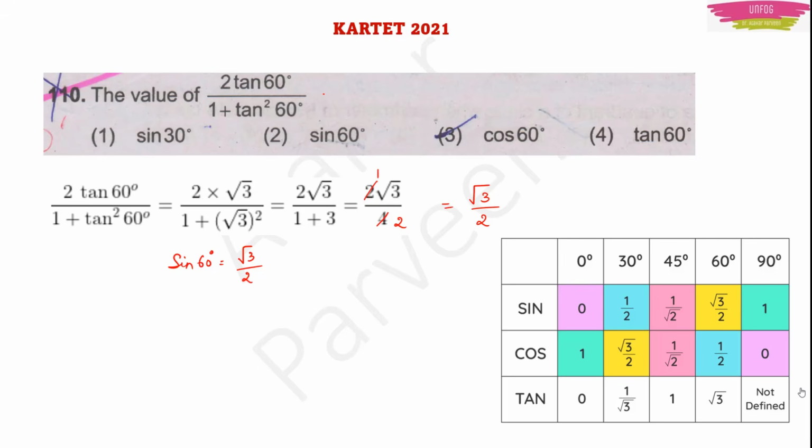But again you see in the table, where is root 3 by 2 coming? Root 3 by 2 is coming in two places. One is sin 60, the other one is cos 30. Cos 30 is not there in the options. Only sin 60 is there. So sin 60 will be the right answer. Okay, this is the trick. When you are getting the value, here you got root 3 by 2, then you should know what is the answer for that in terms of angle. It is sin 60. If I was getting 1, the answer could be tan 45 or sin 90 or cos 0, like that. Okay, I hope you are understanding what I am telling.